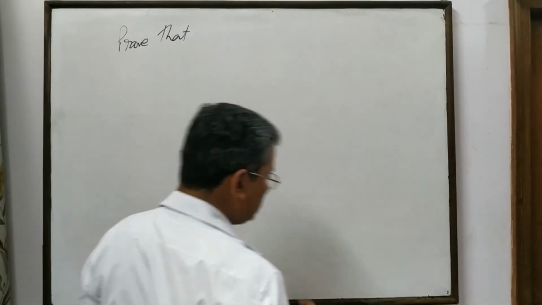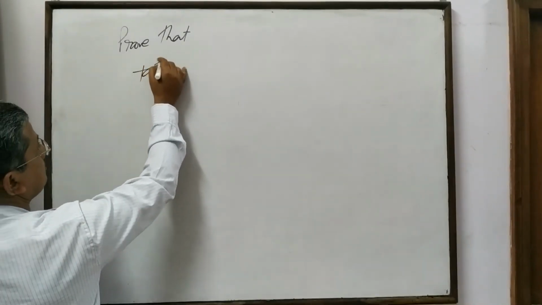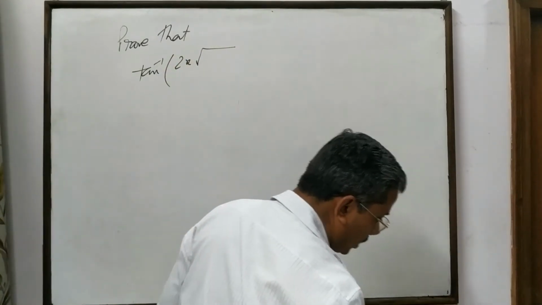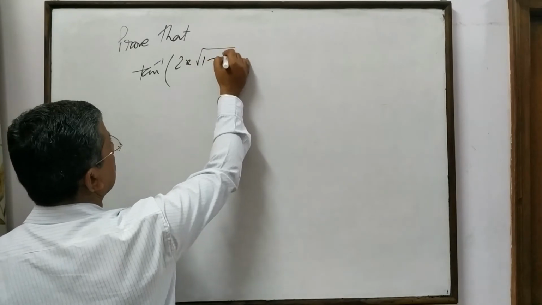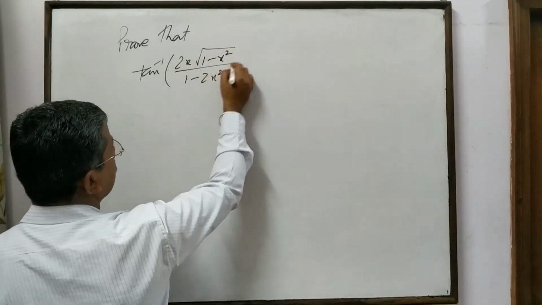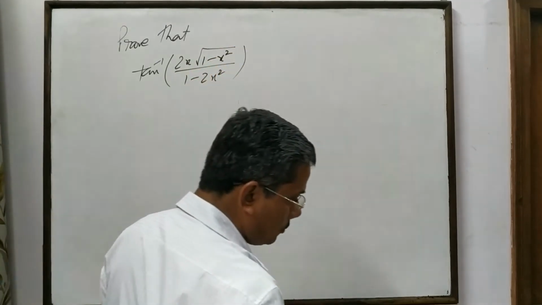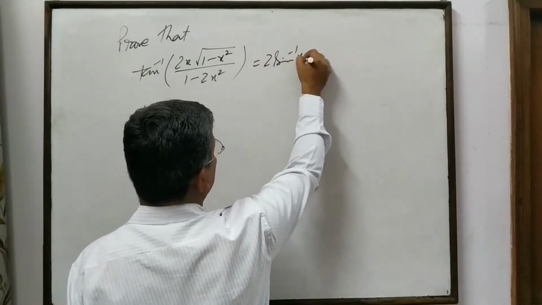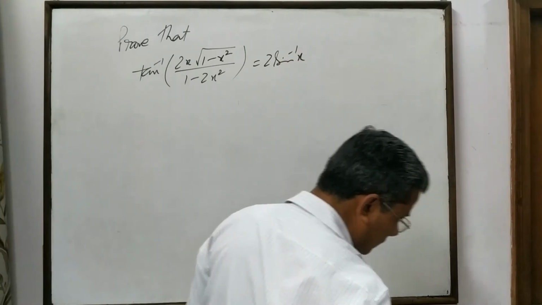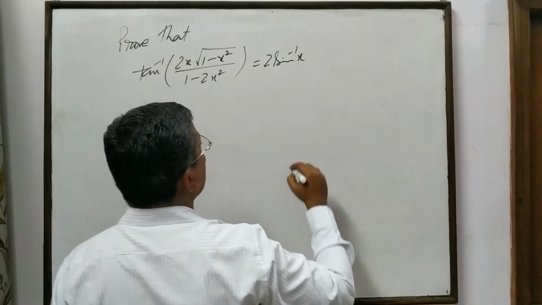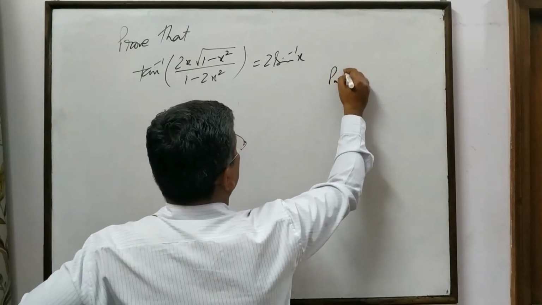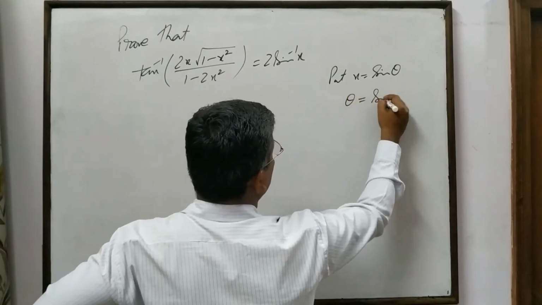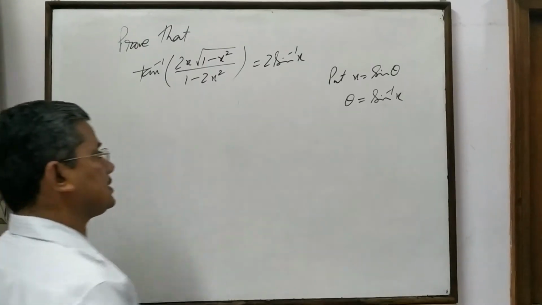Prove that tan inverse of 2x under root 1 minus x square upon 1 minus 2x square is equal to 2 sine inverse x. Proof. Put x is equal to sine theta. So theta is equal to sine inverse x.